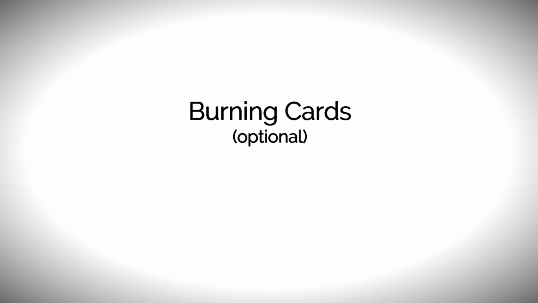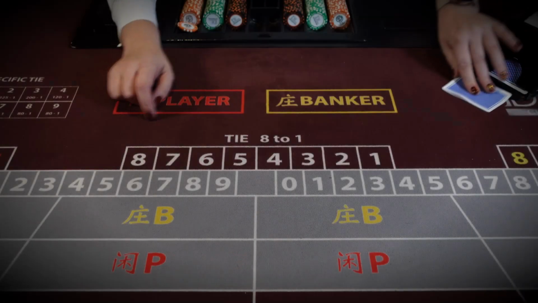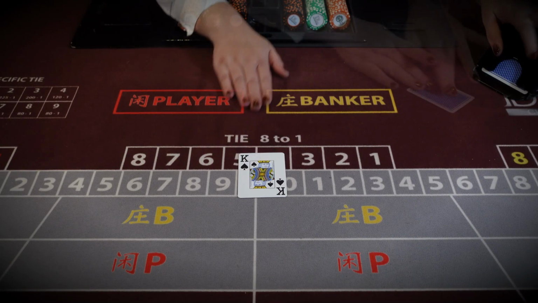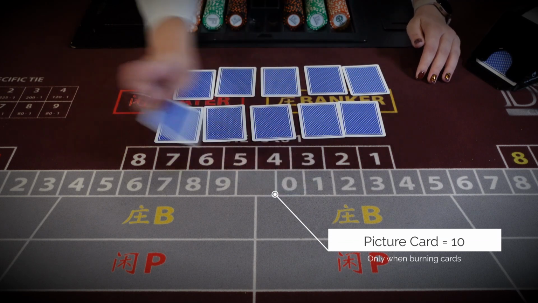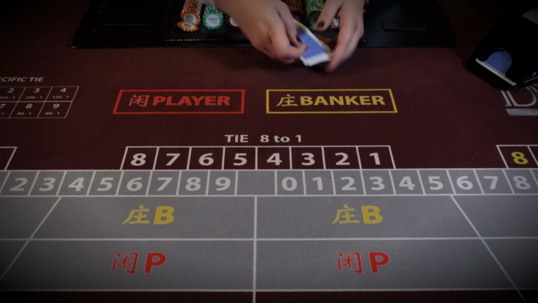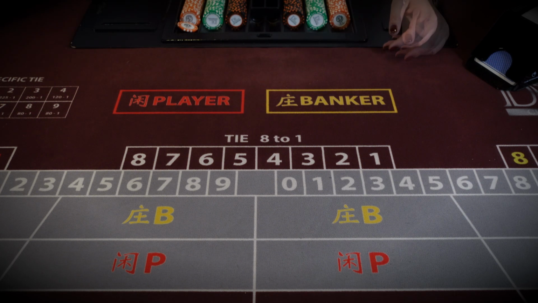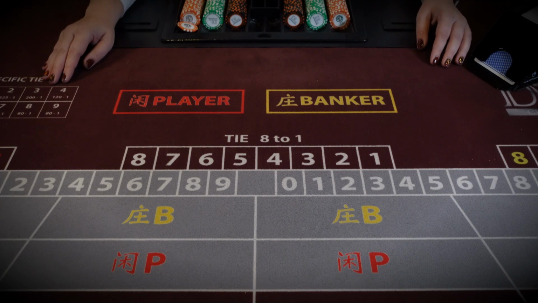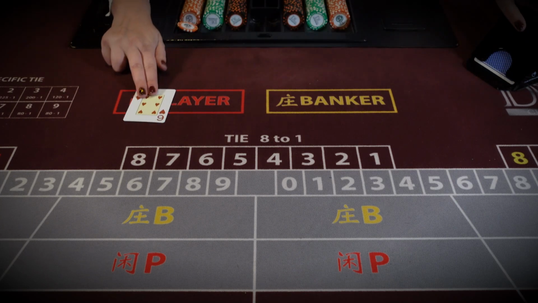Next, we have the card burning procedure. Here, the dealer will expose the first card and then burn or discard the cards relevant to that card number, plus the initial card. In this case, picture cards count as 10, as does the 10. Bear in mind that card burning is a discretional procedure and not really required at all. Some operators use it and others don't. So, with all that out of the way, we're all ready to go.